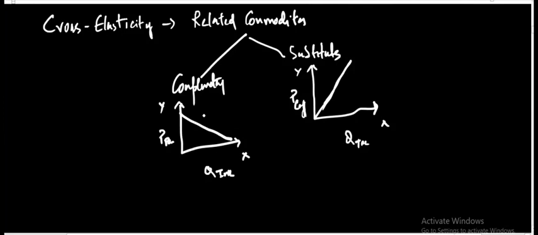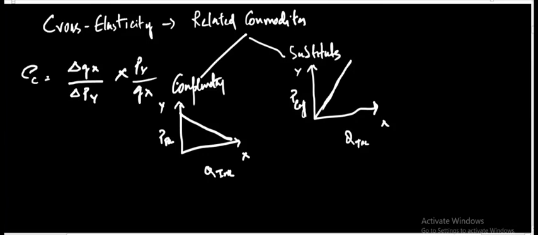Now let me talk about how to actually calculate the elasticity in this case. Now the cross elasticity is equal to change in quantity of X divided by change in price of Y, into price of Y divided by quantity of X. Now for the substitute it can be like this.